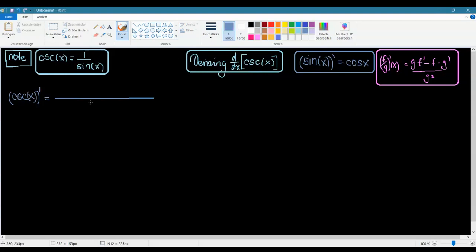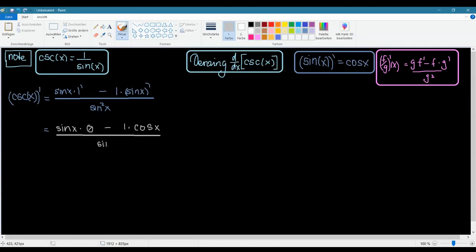So we're going to square sine x in the bottom, sine x squared, and we're going to multiply sine x by 1 prime, and we're going to subtract that from 1 times sine x prime. Okay, so now we are going to end up with, interestingly, sine x times 0, because the derivative of any constant is always 0, minus 1 times cosine x, all over sine squared x, or sine x squared.